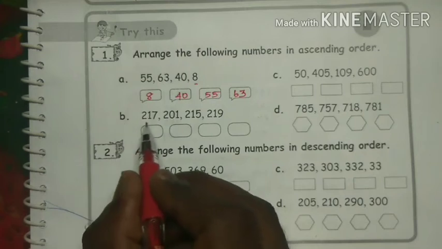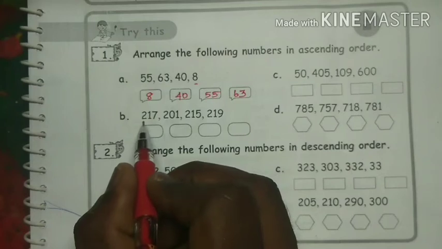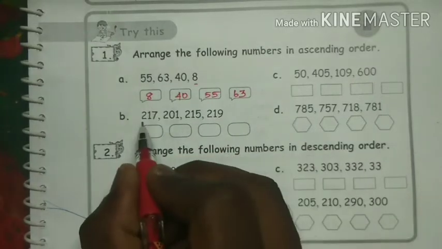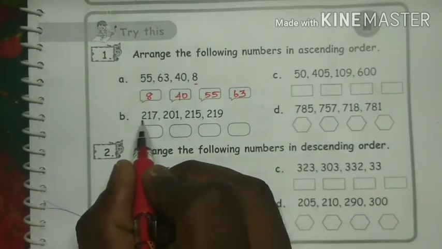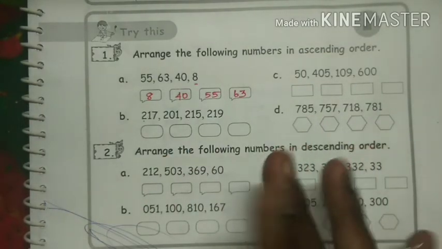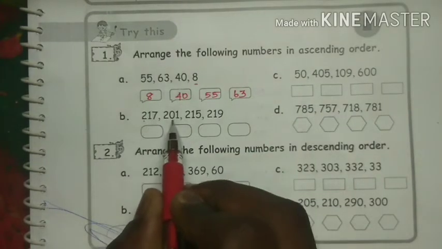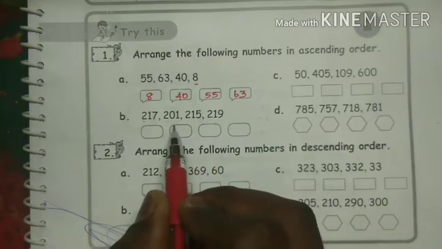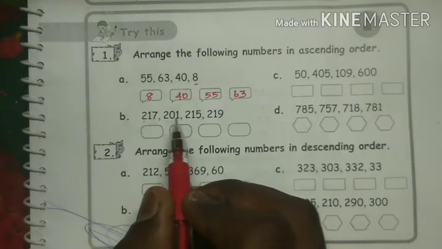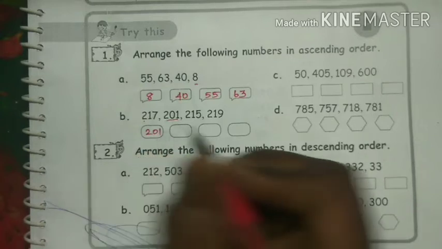Likewise, B also, the smallest number. You can identify the smallest number by this. First you have to search in the hundreds place. 2, 2, 2, 2, all are equal. Now you can search in the tens place. 1, 0, 1, 1. Which is smaller, 0 or 1? Obviously 0. So the smallest number is 201.